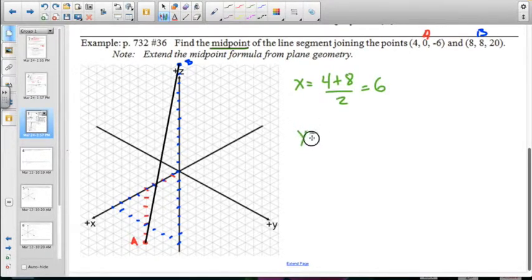For the y component, if we think about it, we're up 0, and then on point B we're up 8, so we must be out 4 here. So 0 plus 8 divided by 2 is 4. And for the z component, for point A we start down 6. For point B, we're up 20.